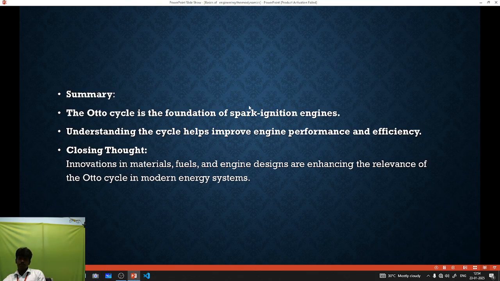The Otto cycle is the foundation of spark ignition engines, SI, that means SI engines. Understanding the cycle helps improve engine performance and efficiency. With the progress of the Otto cycle, innovations in materials, fuels and engine designs are encouraging the relevance of the Otto cycle in modern energy systems.